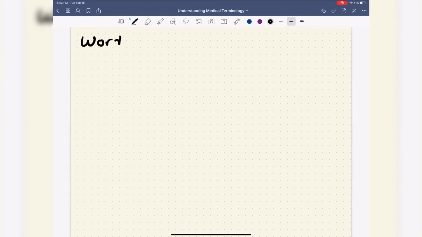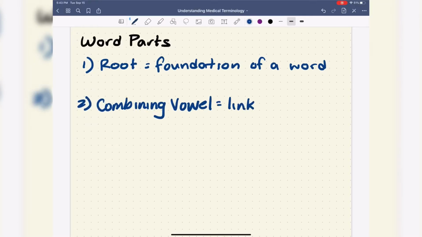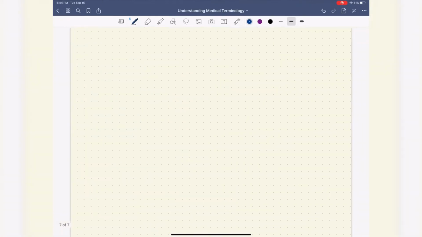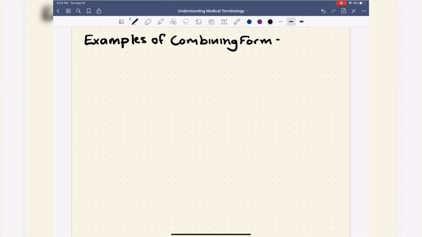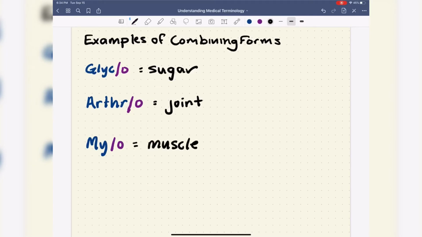So again, let's start with the basics, which are the types of word parts. We first have the root, which is the foundation of the term. Then we have a combining vowel, which is usually an O, and this part is used to link root words to suffixes or another root. When we have a root and a combining vowel together, we get the combining form. Here are some examples of combining forms. We have glyco, which means sugar. We have arthro, which means joint, and then we have myo, which means muscle. As you can see, all these terms have a root and a combining vowel.